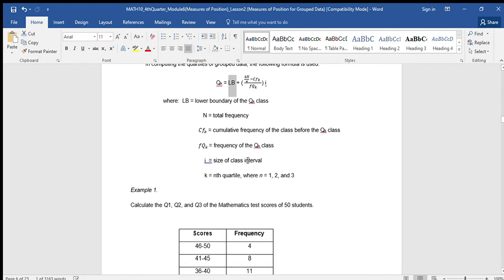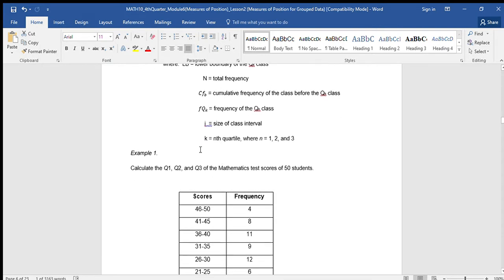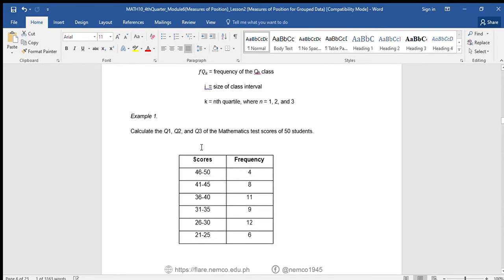Now, we'll have an example for us to know which is which: the lower class boundary, n, CF, F, i, and K. We'll have to calculate Q1, Q2, and Q3 of the mathematics test scores of 50 students. So we have 50 students who took a math test, and then, of course, their scores.